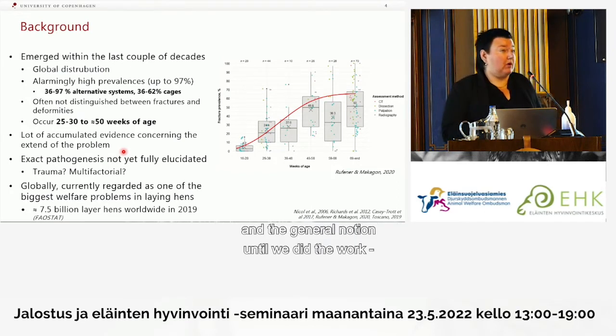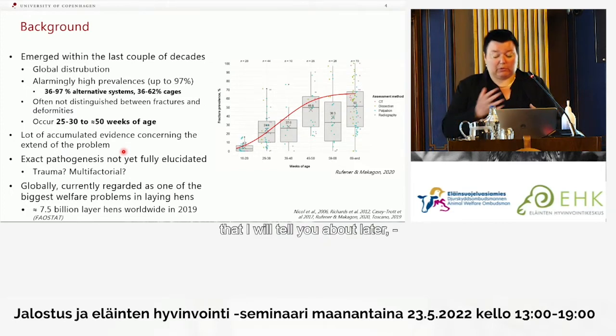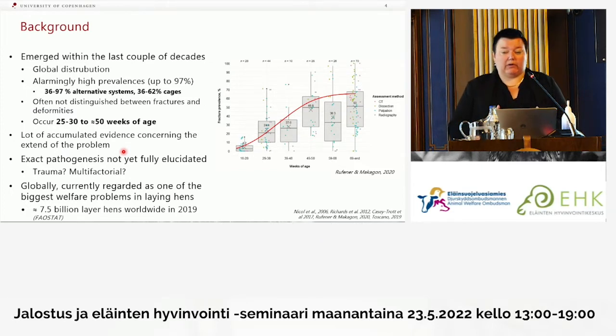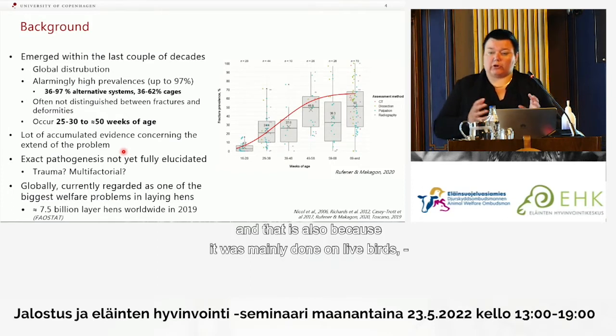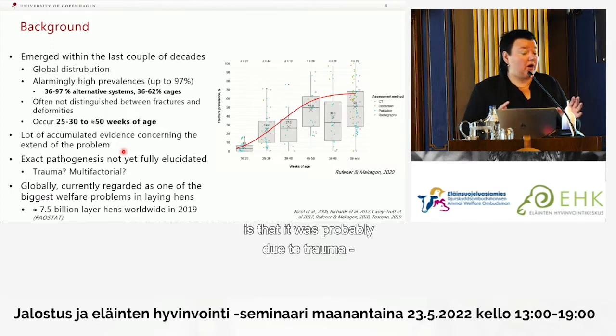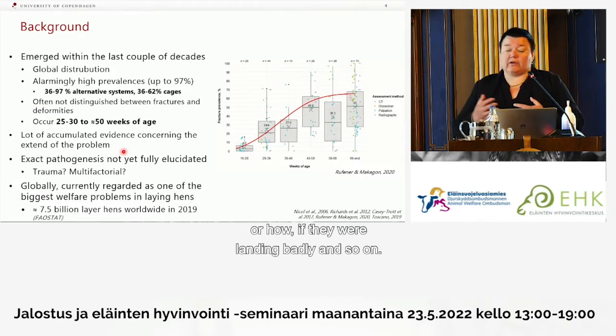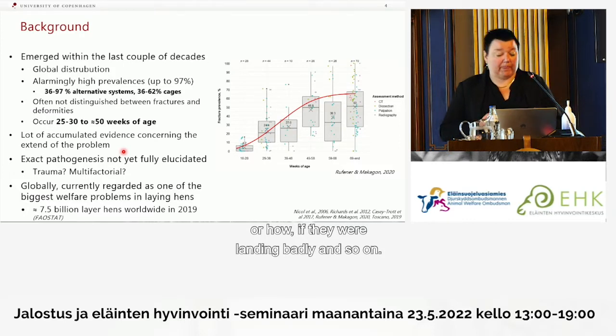The general notion until we did the work that I will tell you about later, and that is also because it was mainly done on live birds, is that it was probably due to trauma or how the houses were furnished, or if they were landing badly and so on.